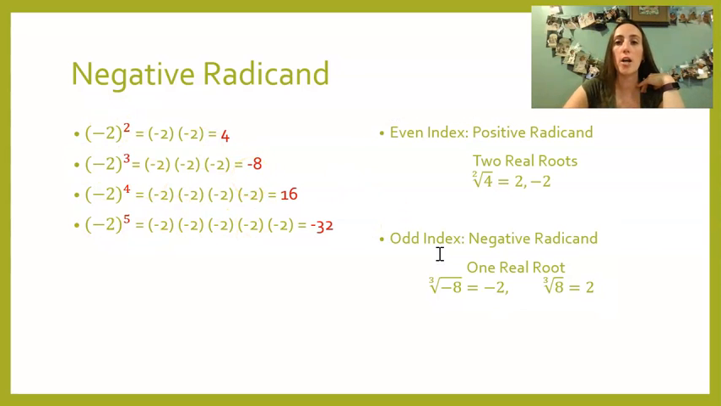But when our index is odd, that means we're going to have this negative radicand. So this right here, this -8, or this one right here, this -32, that happened when we had a cube, when we had a fifth. It would happen if we had a seventh root, and so on. When we have that odd index, we're going to have a negative radicand, and it's only going to have one root. Remember, this is only the case when our radicand is negative.